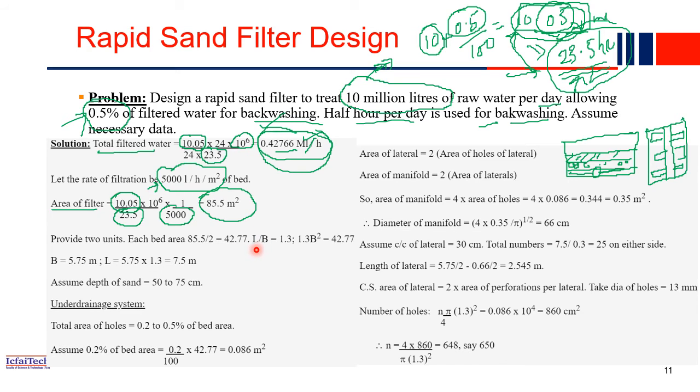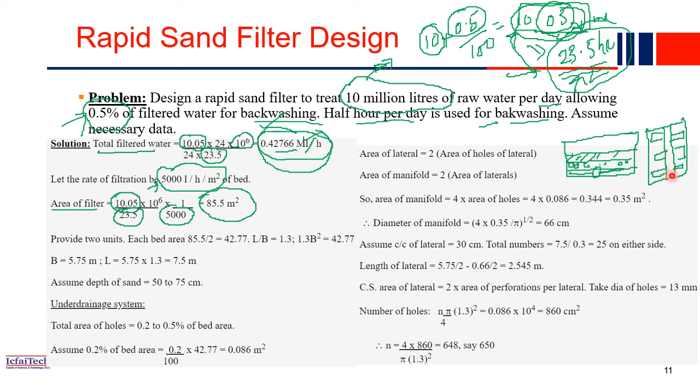So for the length by breadth ratio, you can take a standard value we saw in the last slide. We'll consider 1.3:1 as the length by breadth ratio for this filter medium. If you plug in both values, and the total area is 42.77, right, from there you can easily compute the breadth. So breadth is 5.75 meter, length is 7.5 meter, and the depth of the sand layer you can assume in the range of 50 to 75 centimeter, right?